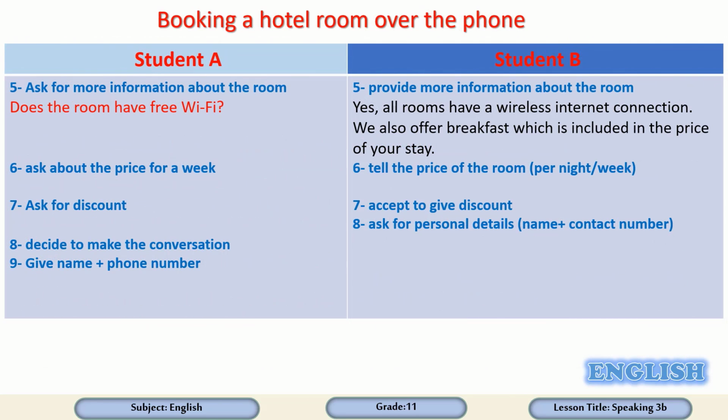Then student A will ask for more information about the room. He or she can say, "Does the room have free Wi-Fi?" And student B will provide more information about the room. He or she can say, "Yes, all rooms have a wireless internet connection. We also offer breakfast, which is included in the price of your stay."